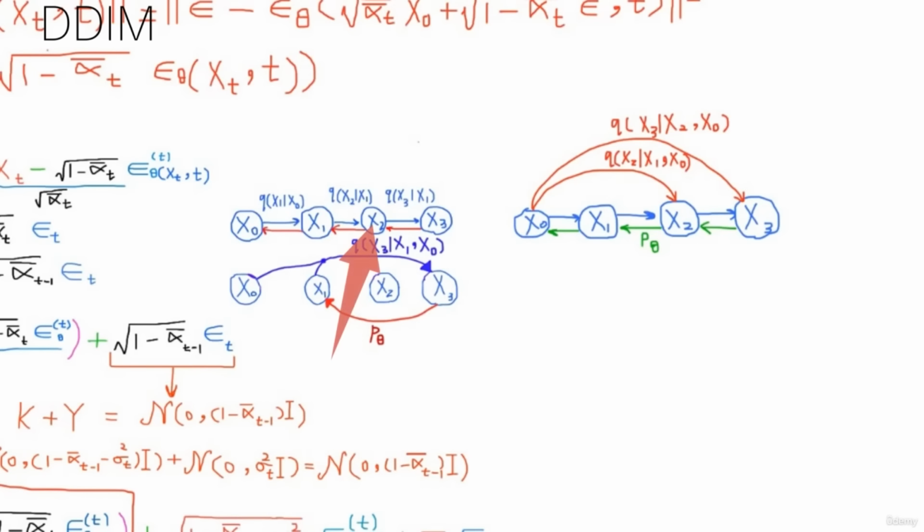As you can see here, the distribution of the x2 variable will just depend on the value of the x3 variable, and the distribution of the x1 variable will just depend on the value of the x2 variable, and of course the distribution of the x0 variable will just depend on the value of the x1 variable. So we should move from x3 to x2, from x2 to x1, and from x1 to x0.